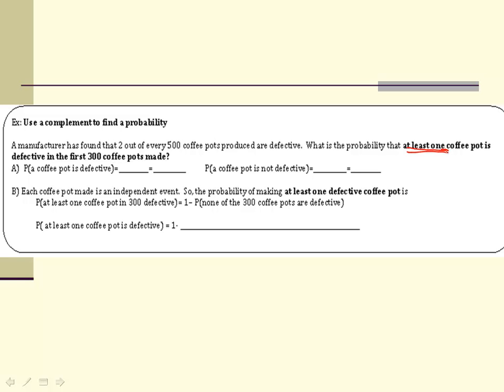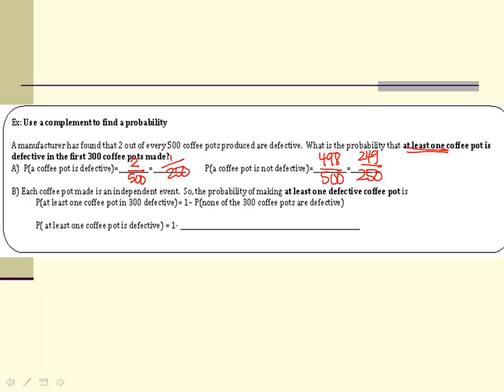Well, first start. The fact that a coffee pot is defective is the probability 2 out of 500, which is 1 out of 250. So 2 out of every 500 are defective. What's the probability then that it's not defective? Well, if 2 are defective, this is an idea of a complement, 498 out of the 500 aren't defective. This also reduces to 249 out of 250.